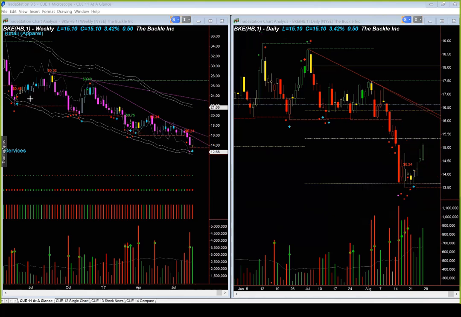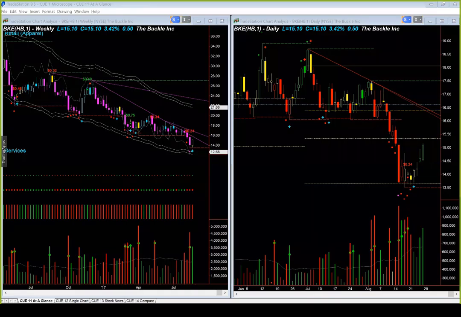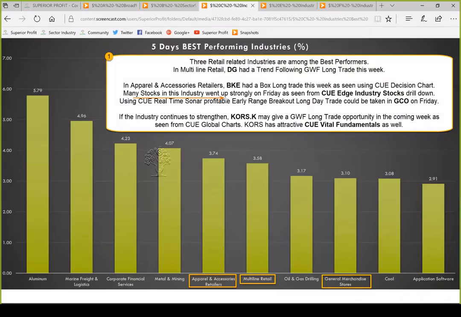Again, if we were looking at the industry strength on a regular basis using QH, then we could find BKE as giving a box trade setup and take the long trade more confidently. Many stocks in the apparel accessories industry went up strongly on Friday, as seen from the QH industry stocks drill down. Using Q real-time sonar, a very profitable early range breakout long day trade could be taken on GCO on Friday. That is another advantage of using QH.